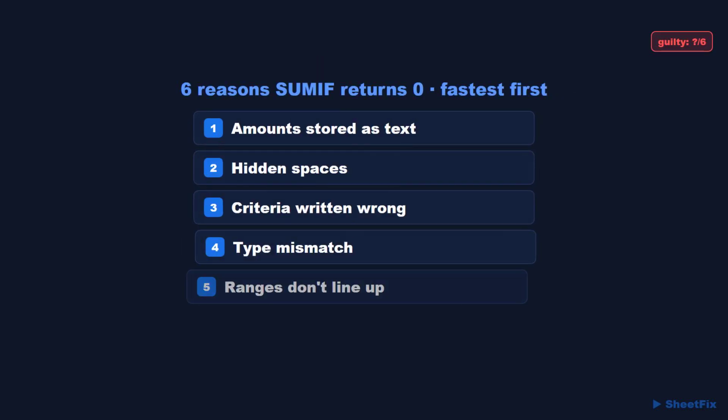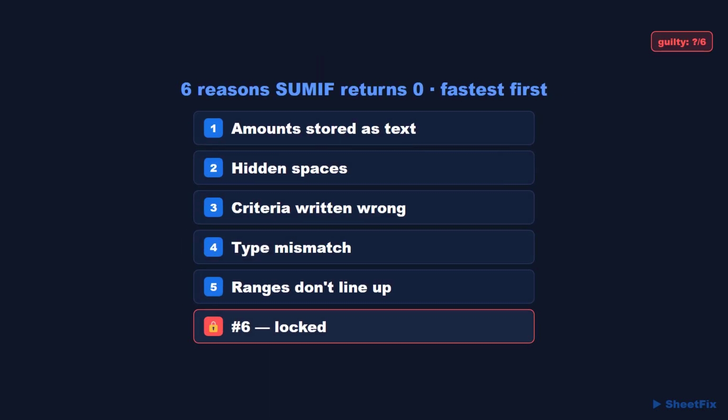Here is the plan. 6 causes ranked quickest first. 1. Amount stored as text. 2. Hidden spaces. 3. The criteria written wrong. 4. A type mismatch. 5. Ranges that do not line up. And 6 stays locked because it is the one almost nobody checks. Watch for cause 4 on the way, the one that fools everyone. Keep a running tally as we go. How many of these are you? Right, let us start with the quickest win.